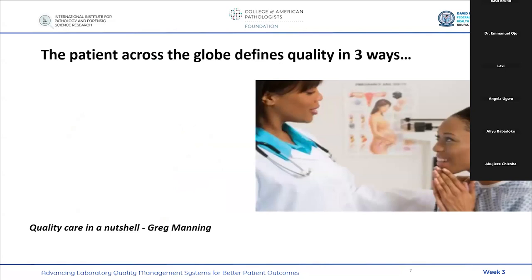So we got this from a popular training slide on continuous quality improvements. And this particular one is from Greg Manning, an article on quality care in a nutshell. And the write-up says that the patient across the globe, regardless of where they are, whether in the country, outside the country, any part of the globe, defines quality in three ways and in a particular order as well.